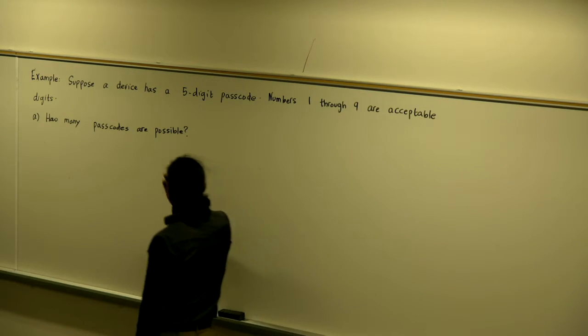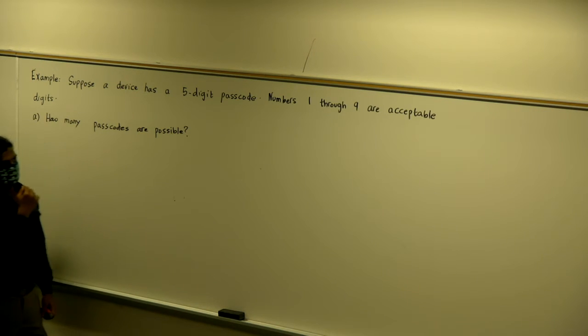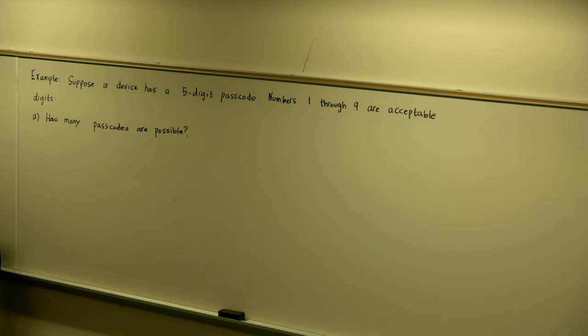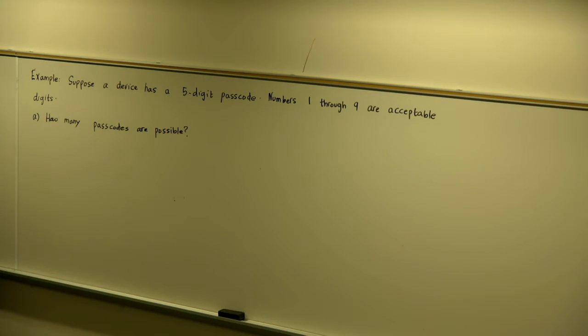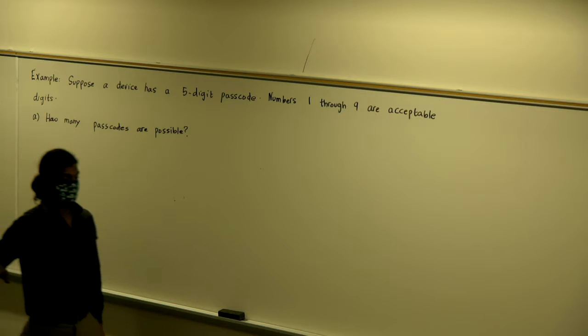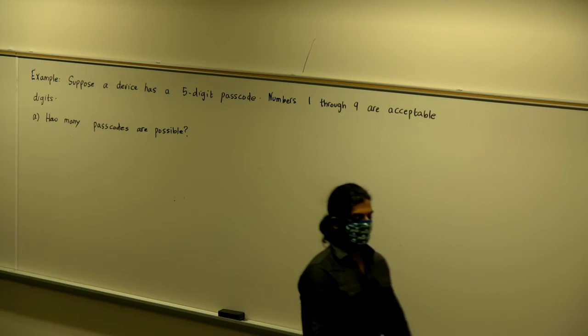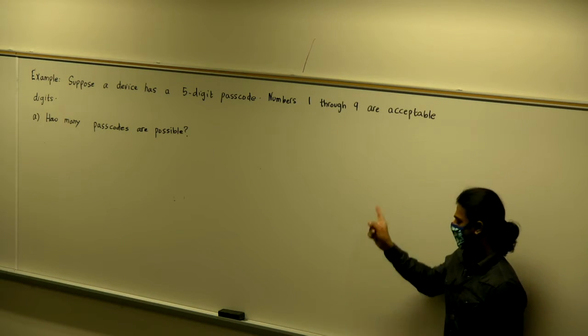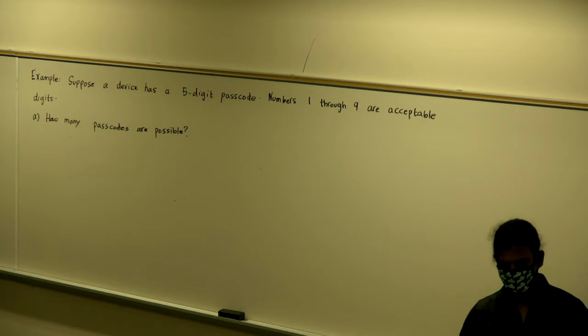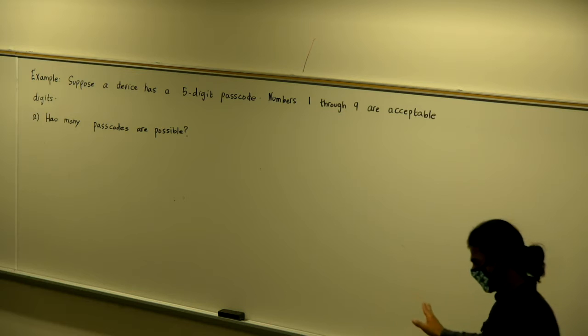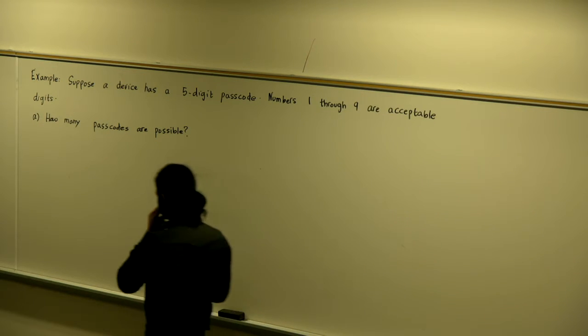Suppose a device has a 5-digit passcode and each digit could be 1 through 9, any number, and we'd like to know the number of passcodes that are possible. In other words, we want to come up with the sample space. So, is this with replacement or without replacement? With replacement.